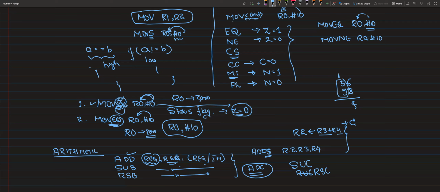Okay. So today we will pause here. Tomorrow we will see some problems and exercises on this. Based on ADD, SBC, RSC, and I'll include some MOV, equal, all these things. We will create some bigger programs.